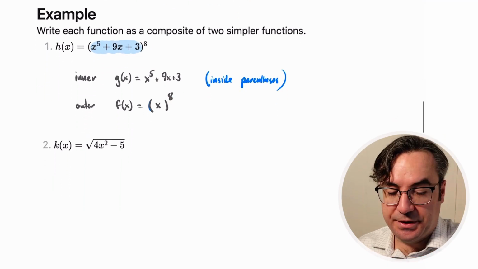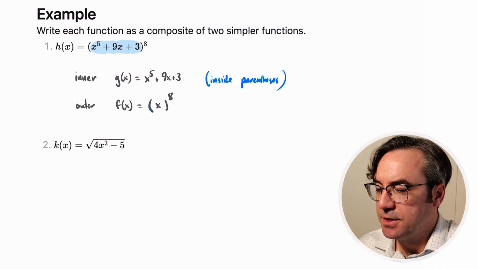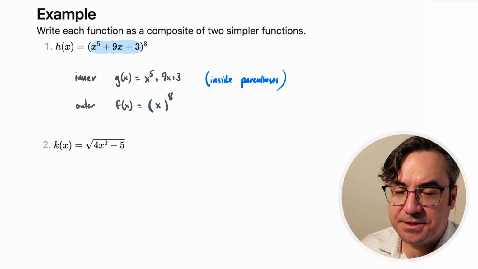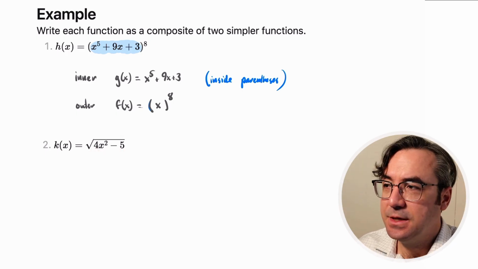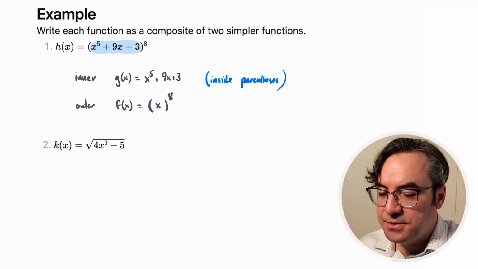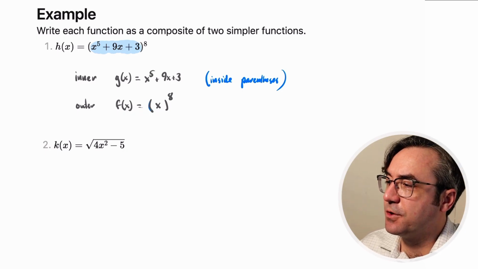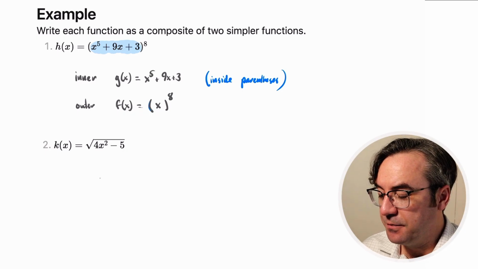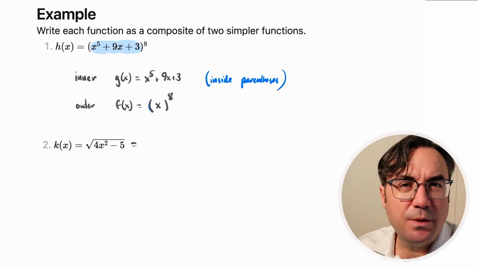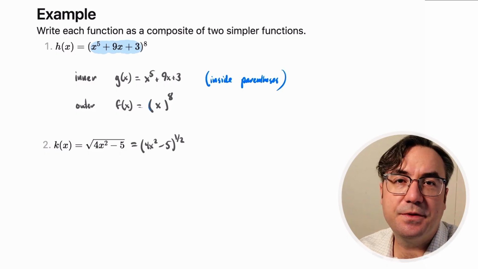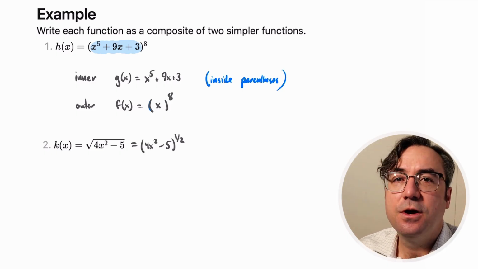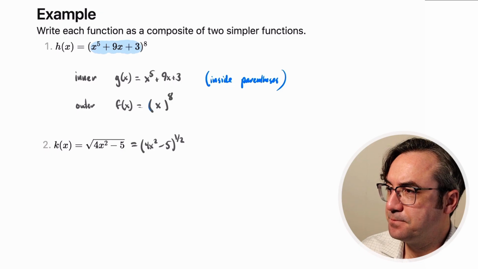So let's try one more of these. Let's look at the next one. So we've got this function k of x, and it's the square root of 4x squared minus 5. So again, we're going to do the same approach. We're going to look for the inner function first, and then we'll figure out the outer function. And as usual, whenever we have a root function like this, it doesn't hurt to first rewrite it as a power function. So we could rewrite this as 4x squared minus 5, all raised to the 1/2 power.